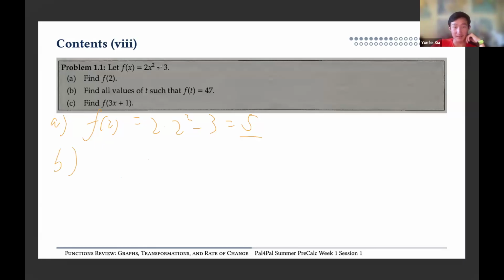For part B, we're going to find for some value of t, f of t equals 47. So 2 times some t squared minus 3 is equal to 47. You should be able to solve this equation and get 25 here. So yeah, it is plus minus 5. And do not forget about the negative solution of minus 5.